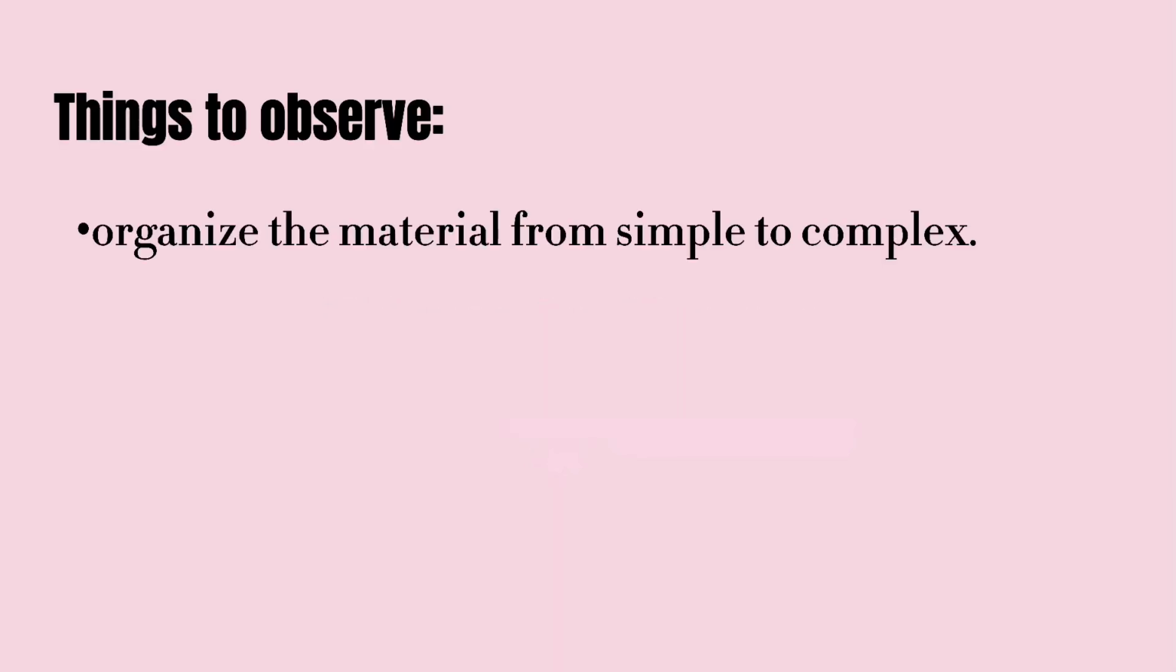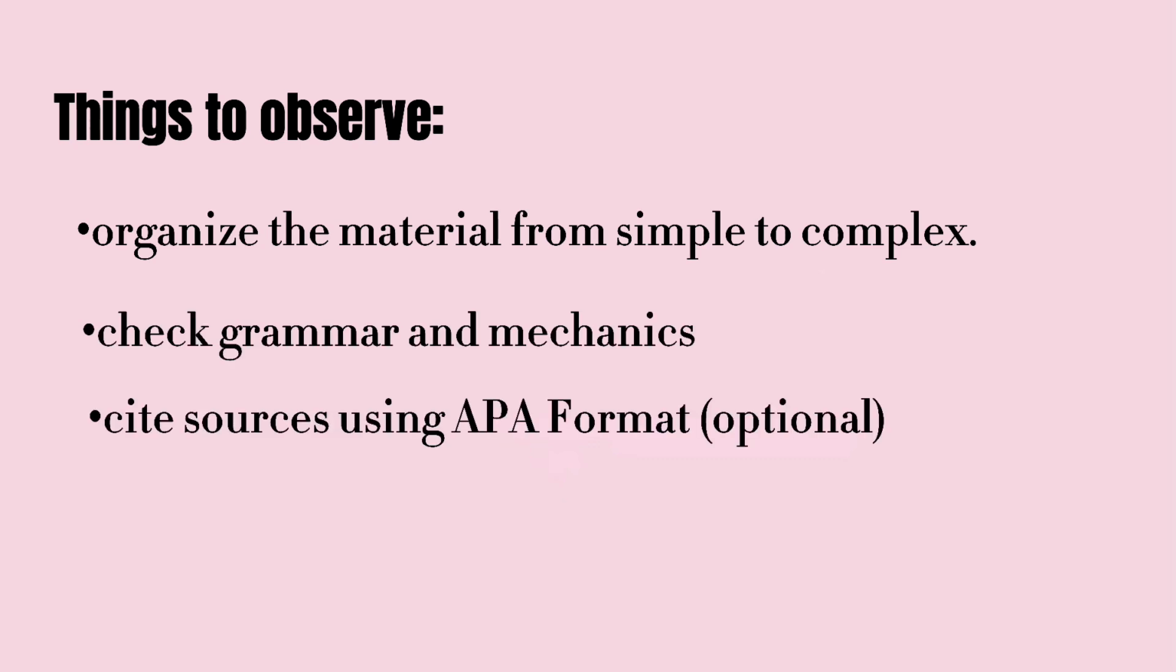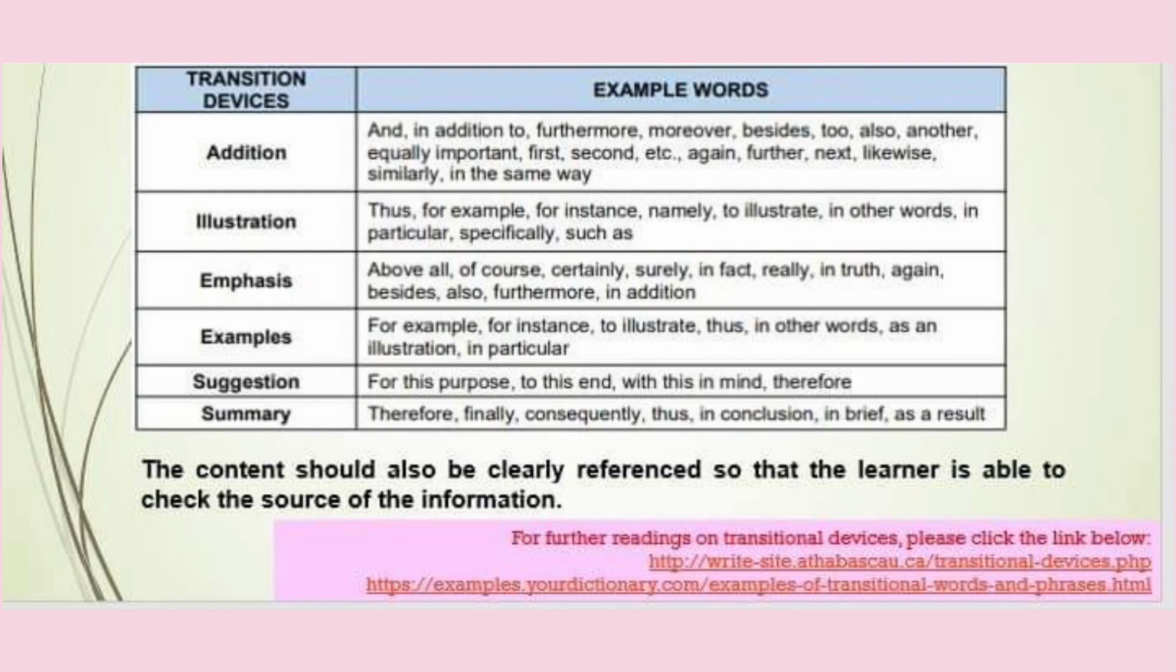In writing the content, observe the following. Organize your material from simple to complex. Check grammar and mechanics. Cite sources using APA format and use transitional devices in connecting sections. For further readings on transitional devices, please check this link. Additional tips in writing the content. The content shall be clearly referenced so that the learner is able to check the sources of the information.